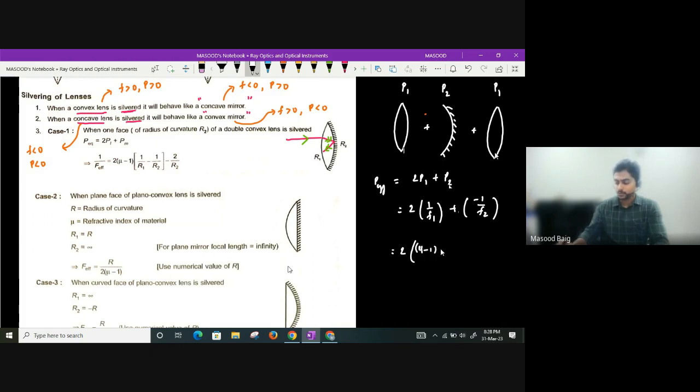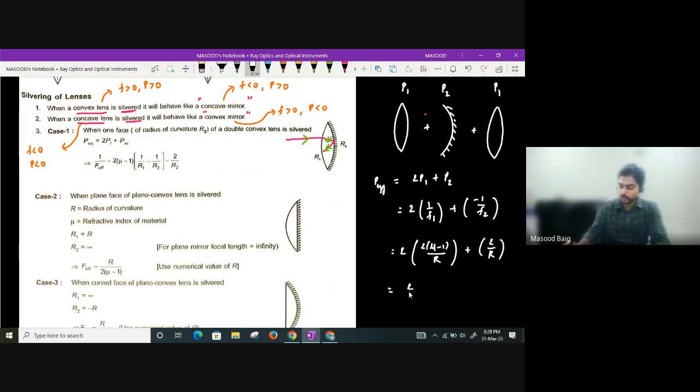Mu minus 1 into 1 by R1. Suppose I take it as an equiconvex lens. Let us imagine it is an equiconvex lens. So what will our value be, guys? 1 by F value will be 2 into mu minus 1 divided by r. And the focal length of the mirror will be negative, so you will get it as 2 by r here.